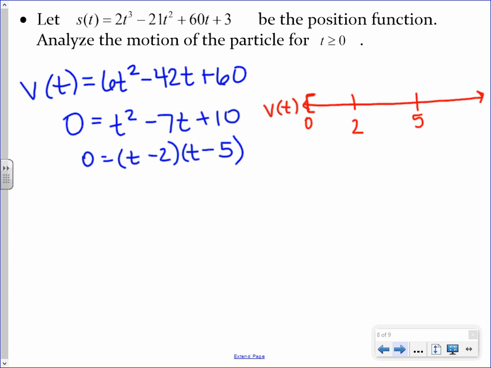If I plug in a number between 0 and 2, is our velocity going to be positive or negative? Between 2 and 5, if we plug in a number, like 3, is our velocity going to be positive or negative? And then after 5, if I plug in a number like 6, is our velocity going to be positive or negative?